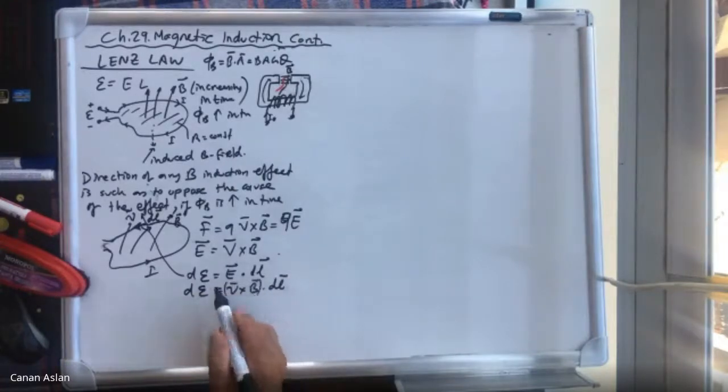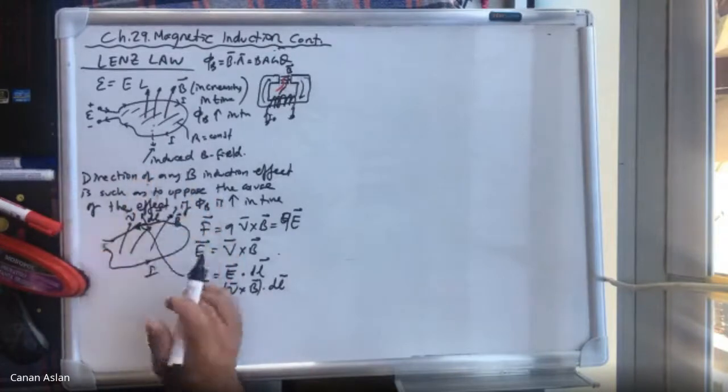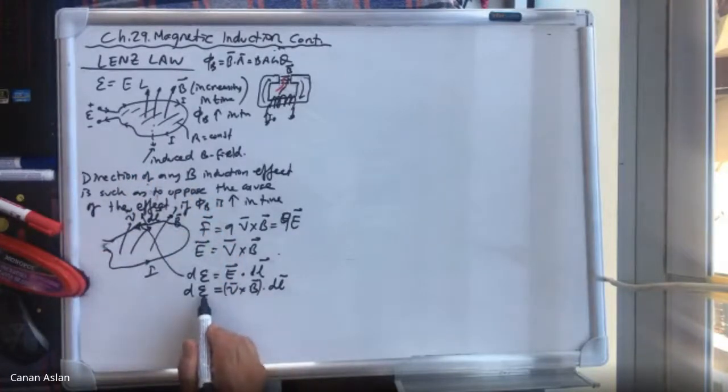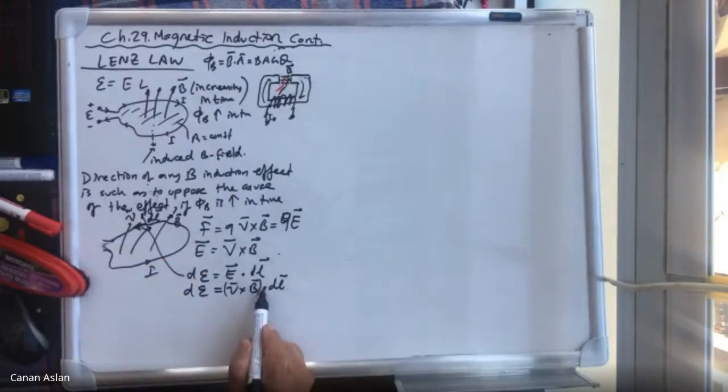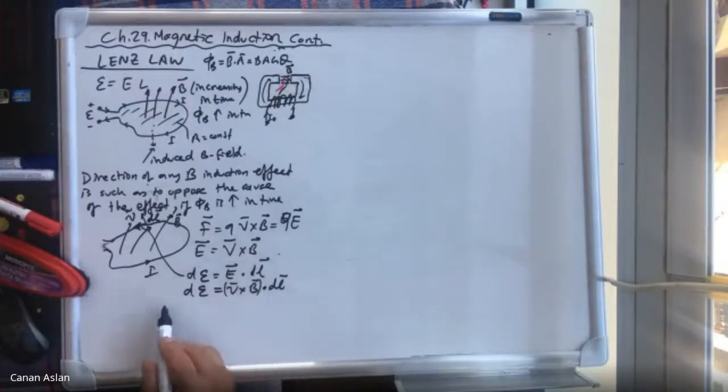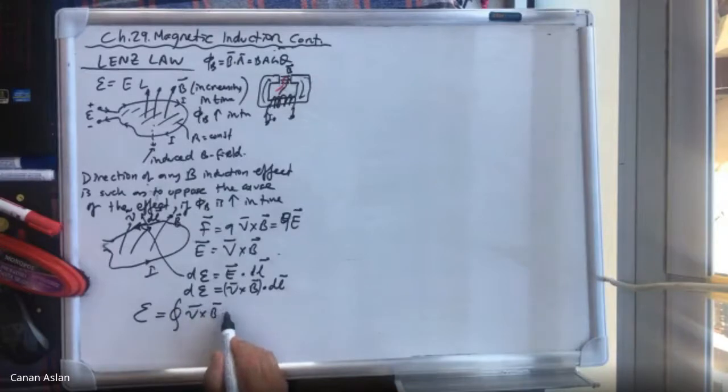In the case where the whole system is moving with some kind of velocity, the change in the electric potential within this region is given by this expression. Now we can add them up and get the total epsilon, which is just the sum over the total loop of V cross B dot dl. But don't forget, this V cross B is just the electric field.